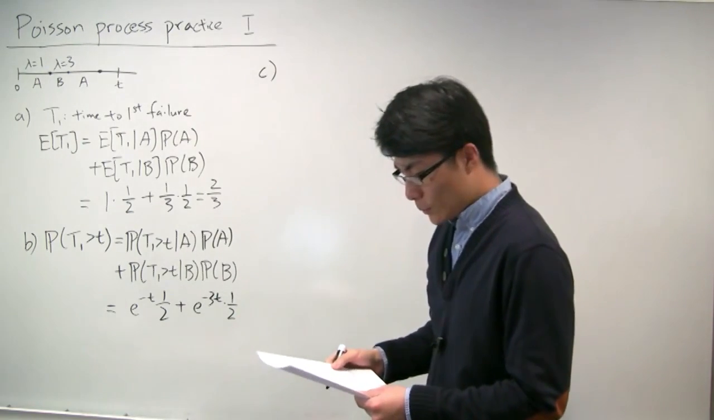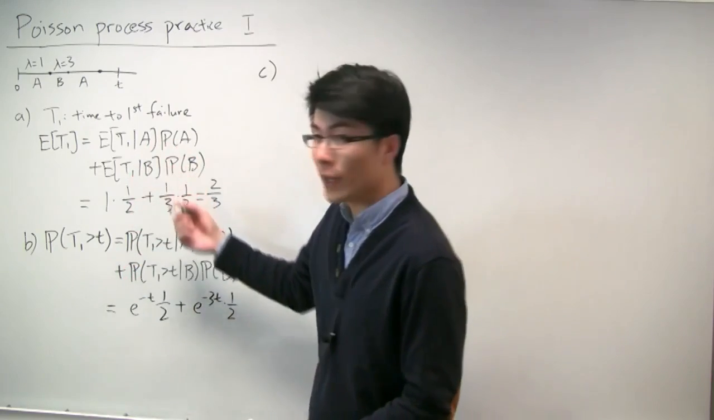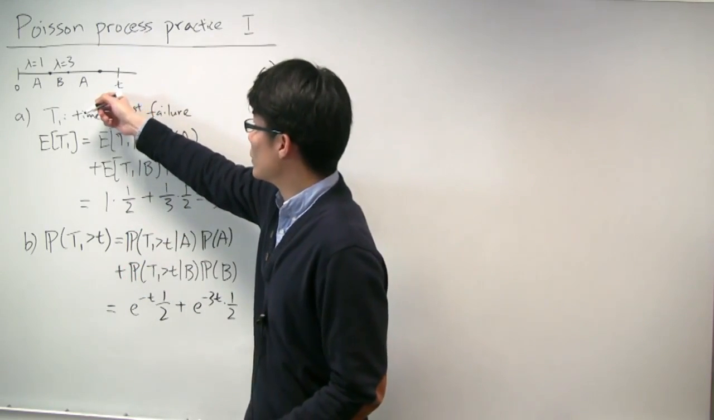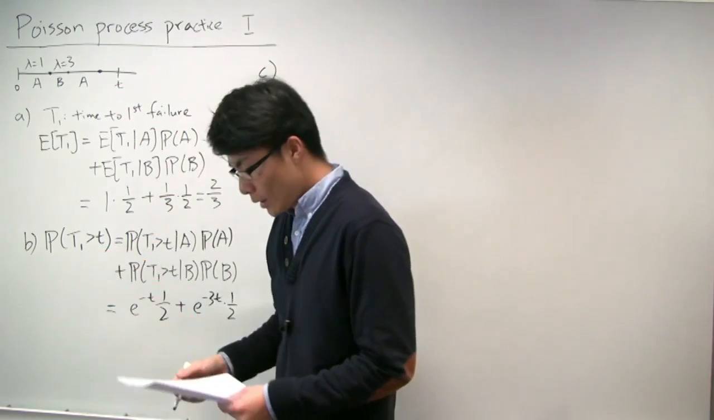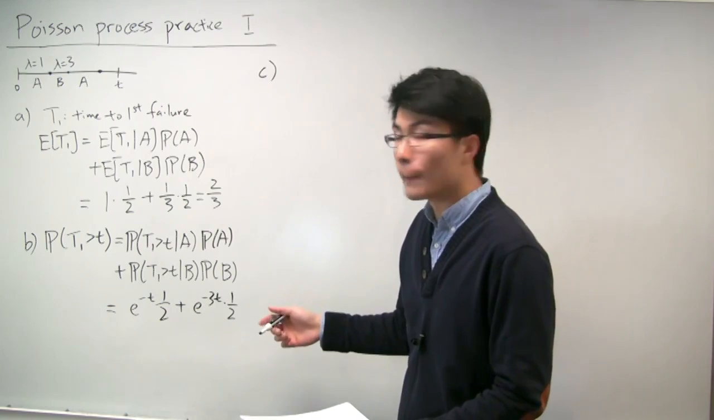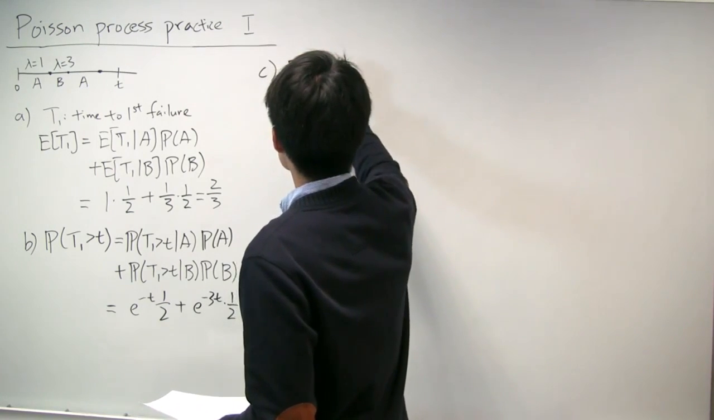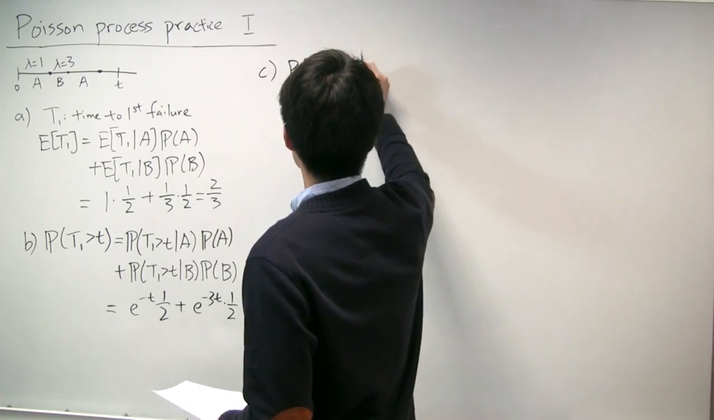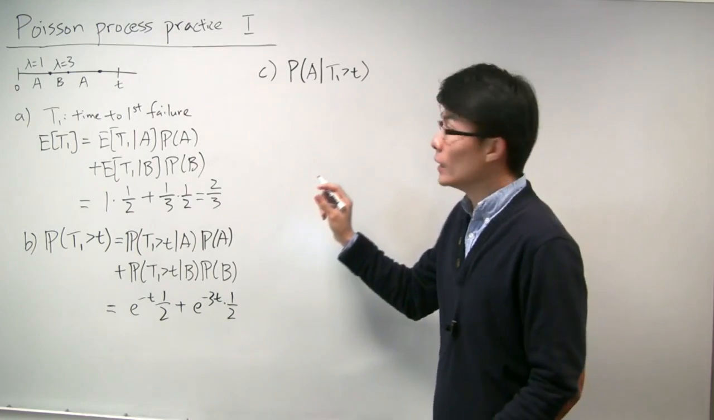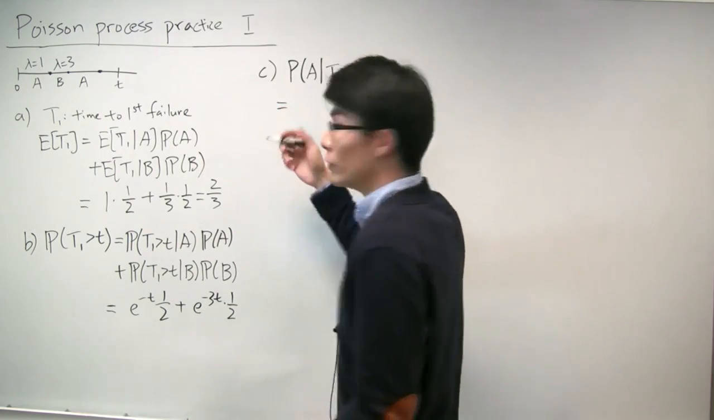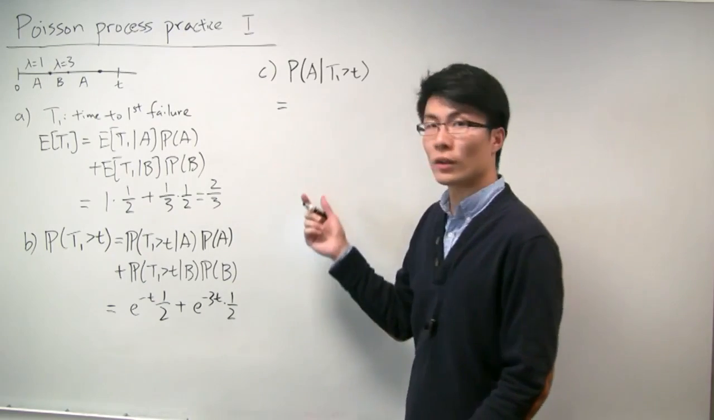Part C wants us to suppose that we know there was no failure in the first t time, or equivalently that the first bulb lasted more than t. What's the probability that this bulb was type A? So what's the probability that it's type A given that T1 is greater than t? In effect, we're now trying to flip this and infer whether or not it's type A based on the data that we collected, which is how long the bulb actually lasted.